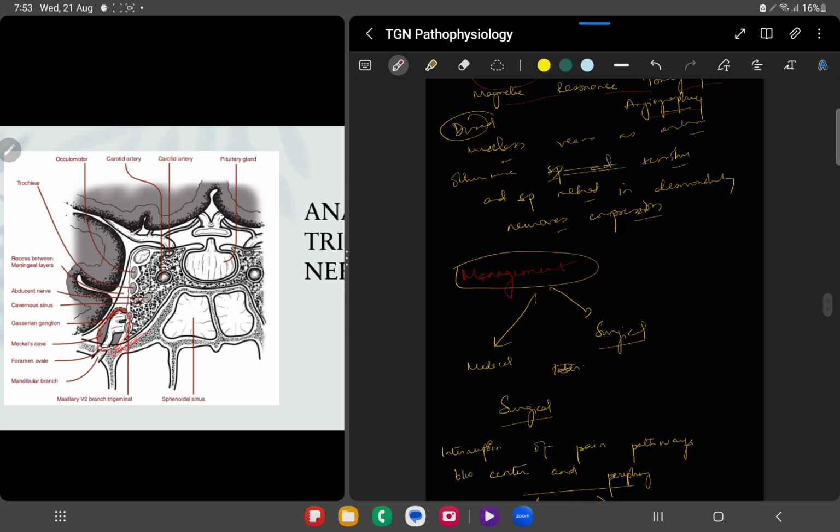Now we will go on to the management. Before the management, I'll mention some differential diagnoses. We can get confused with cluster headache, migraine, sinusitis, any TMJ pathology, any post-herpetic neuralgia, something like that. But these can be differentiated very easily. Like in migraine, we can find that there is photophobia or phonophobia.